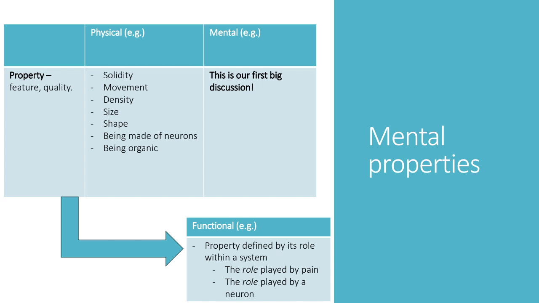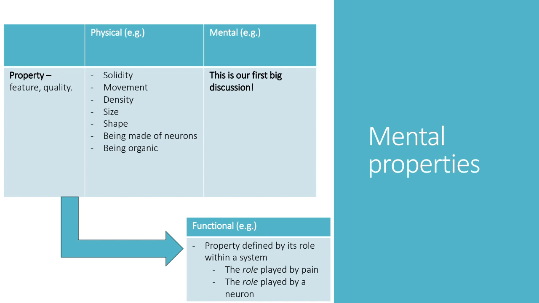So a property is a feature or a quality of something. If we're talking about physical properties, we might be talking about things like solidity, movement, density, size, shape. You could even take this a step further and say being made of neurons is a property, or being a neuron is a property of a substance. Being organic, rather than synthetic, is a property of something. So how do you have a bunch of physical properties that then lead to mental properties?